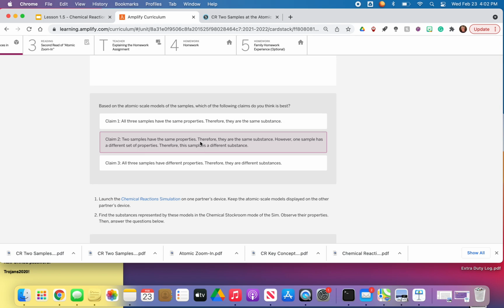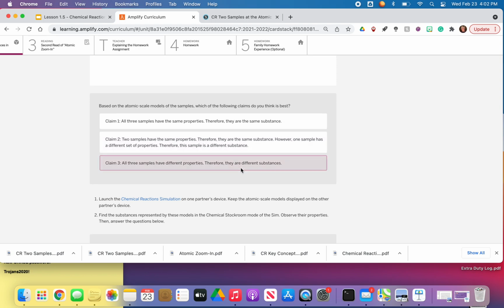Claim number 2 says 2 samples have the same properties, therefore they are the same substance. However, 1 sample has a different set of properties, therefore this sample is a different substance. And claim number 3 says all 3 samples have different properties, therefore they are different substances.